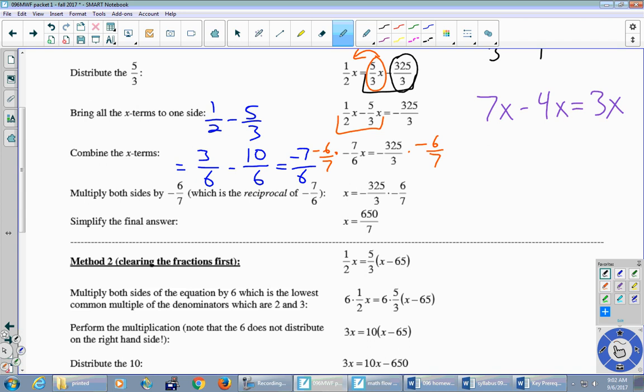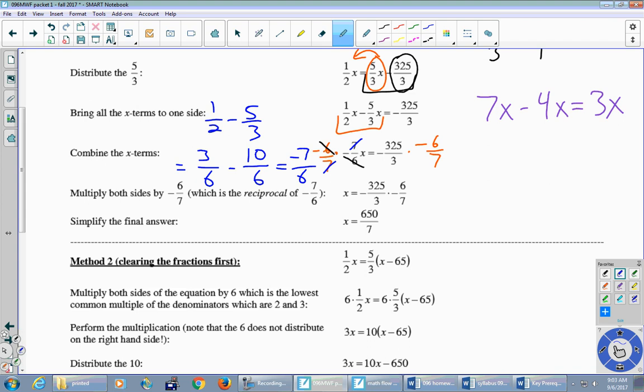And then the most satisfying part of this problem: what happens with the 6's? They cancel, right? Top and bottom. What happens with the 7's? They cancel. And what about a negative times a negative? That's a positive. So the only thing remaining on the left-hand side is x, which is great. That means we're pretty much done with this problem.